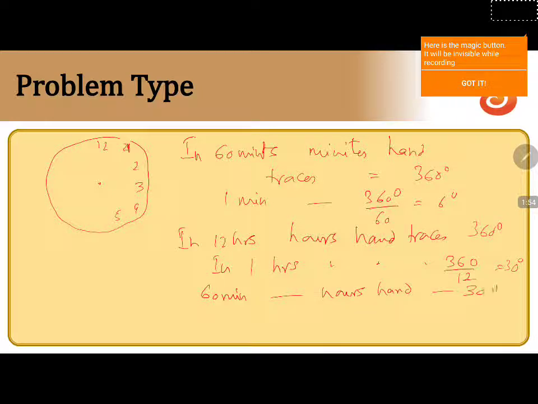traces 30 degrees. So in 1 minute, how much does it trace? 30 degrees by 60. That is 1 by 2 degrees. We will be applying these conditions in doing problems.